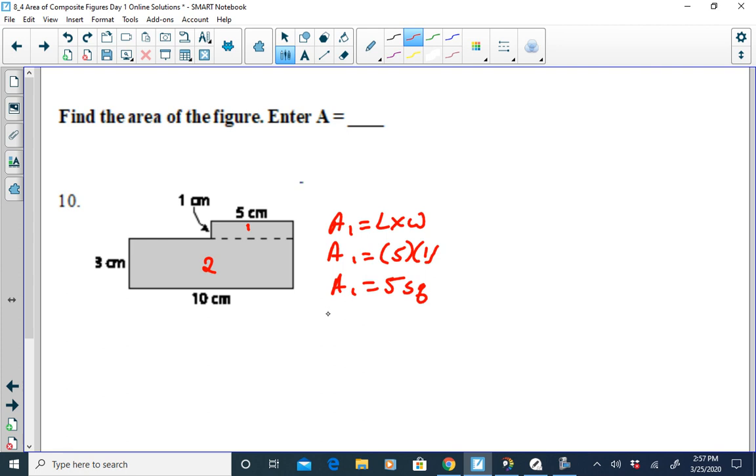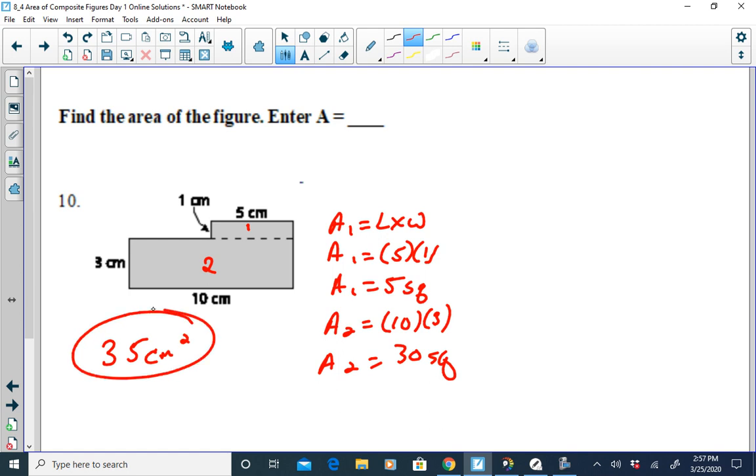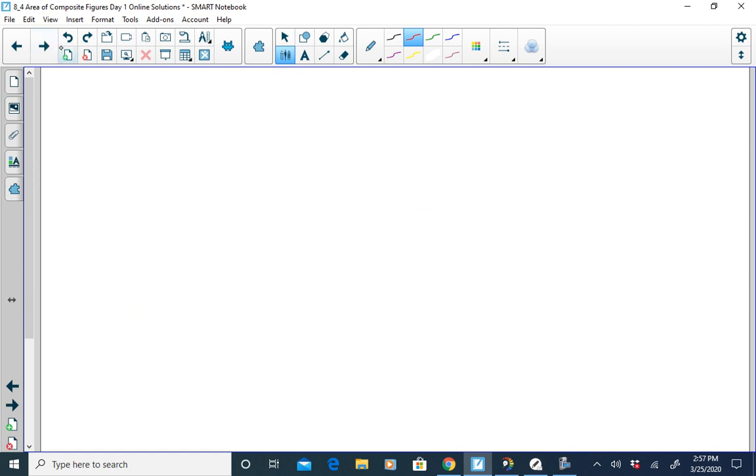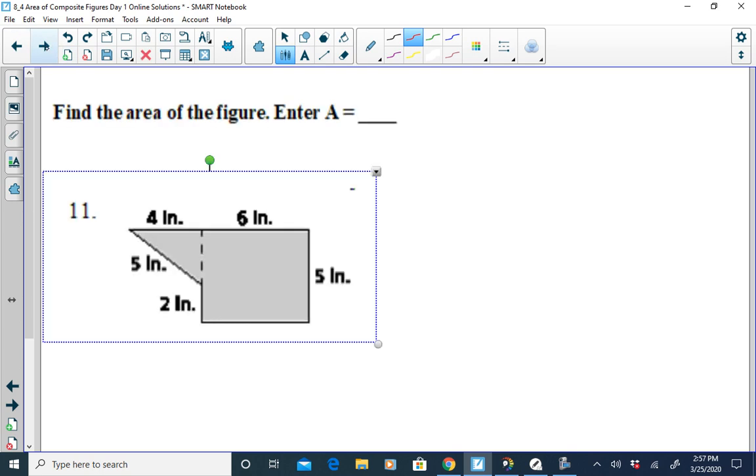Area 2 is going to be equal to 10 times 3. So area 2 is going to be 30 square units. So 35 and 30. So we get 35 square centimeters for the area for number 10. Alright, let's go to this next one here. Let's call that area 1 and area 2.